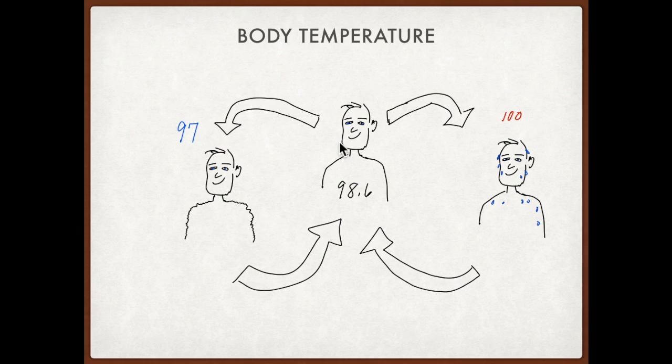Okay. Now what happens when our temperature goes too low is we're going to have physiological impacts as well. We're going to start to shiver, shake, get goosebumps all over the place, and that's going to drive us back toward 98.6. So again, back toward our set point.